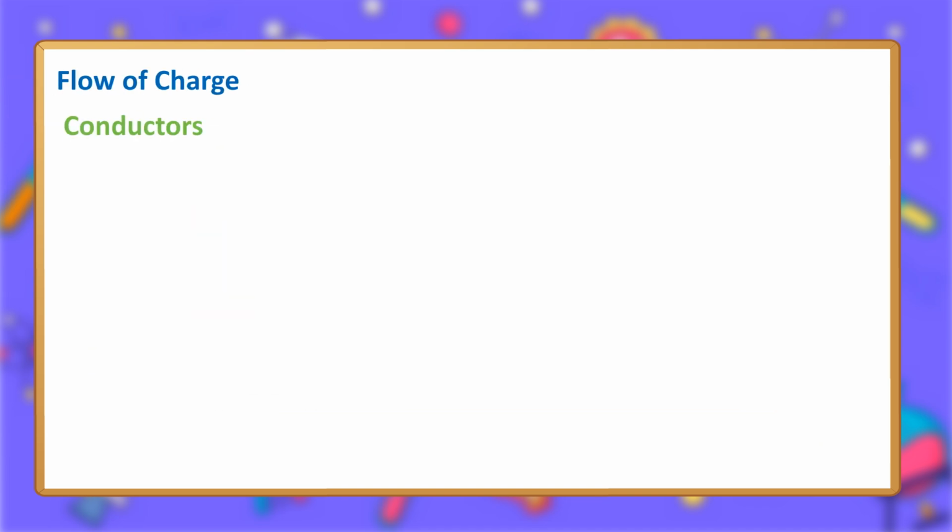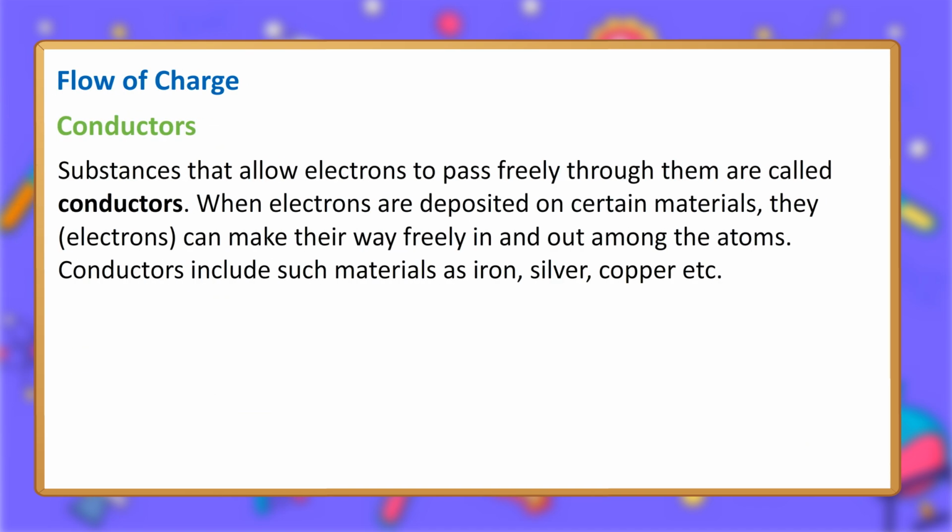Flow of charge. Conductors. Substances that allow electrons to pass freely through them are called conductors. When electrons are deposited on certain materials, electrons can make their way freely in and out among the atoms. Conductors include such materials as iron, silver, copper, etc.